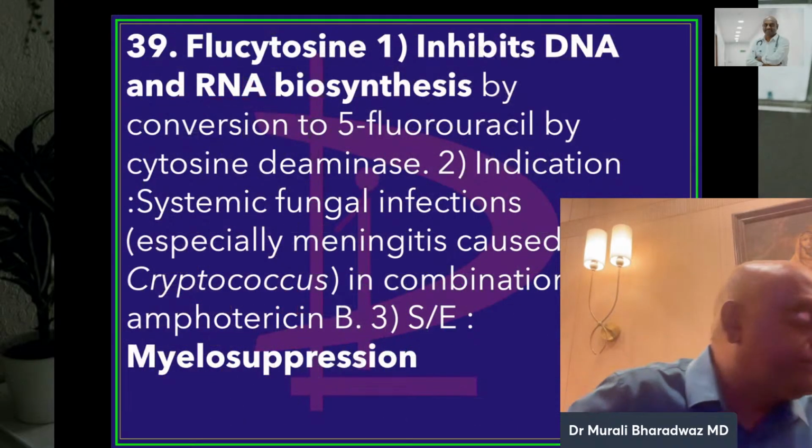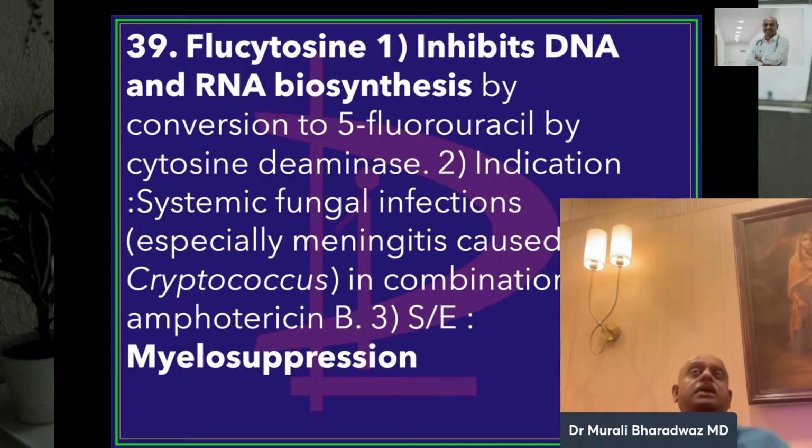Then flucytosine. How does it act? Flucytosine inhibits DNA and RNA biosynthesis. Typically, flucytosine is converted into 5-fluorouracil. Uracil is one of the nucleic acids for the formation of DNA and RNA.